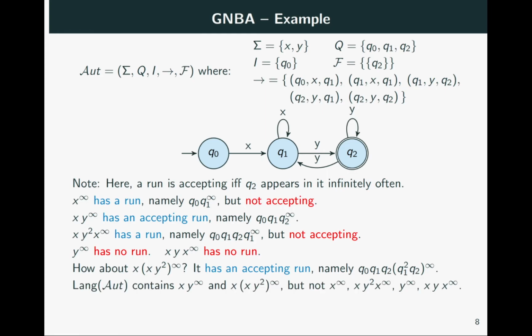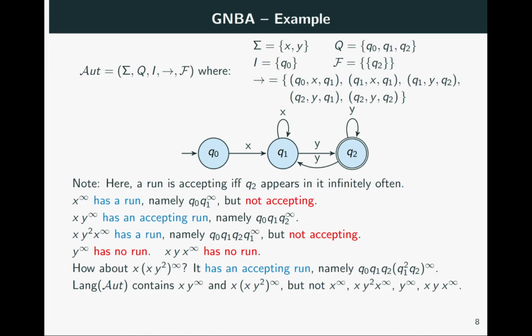So the language accepted by this automaton contains the words x, y infinitely, and x, x, 2 y's infinitely, but does not contain the words x infinitely, x, y2, x infinitely, y infinitely, and x, y, x infinitely.